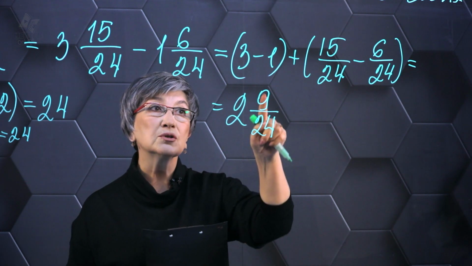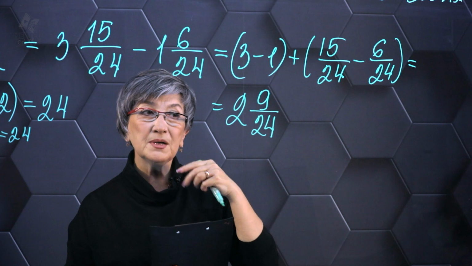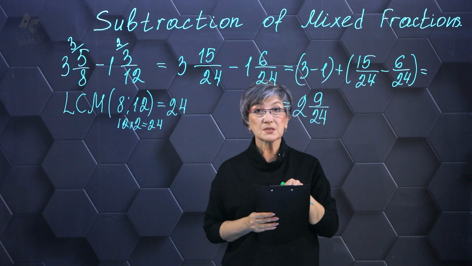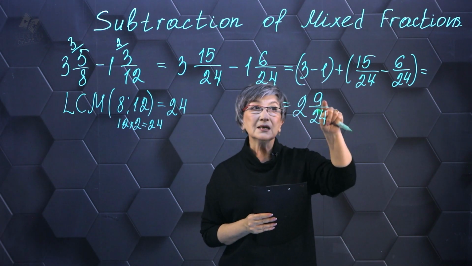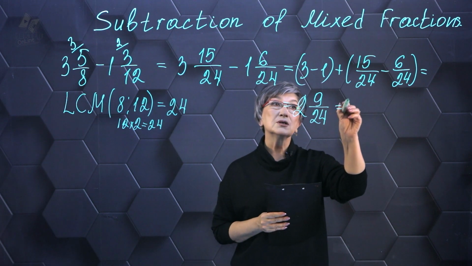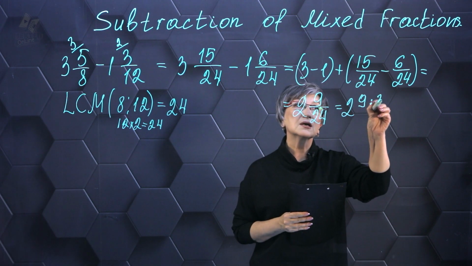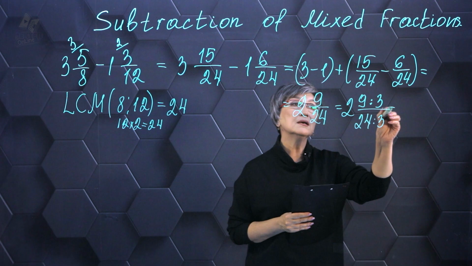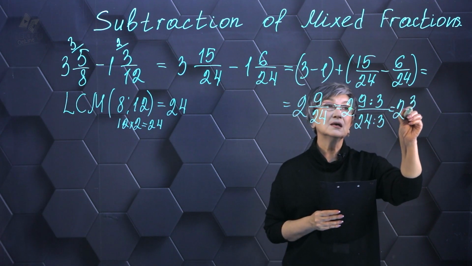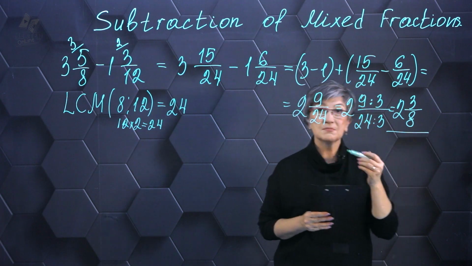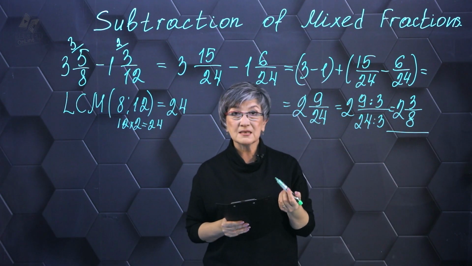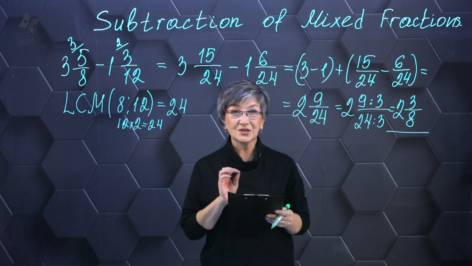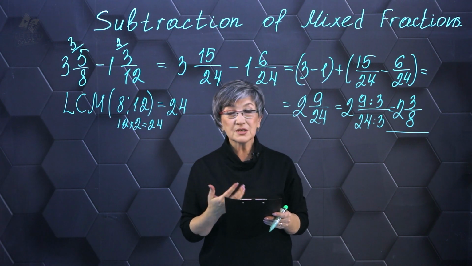But we never forget to check if we can reduce the fractional part. 9/24, yes, we can reduce. We can divide both the numerator and the denominator by 3. If I divide the numerator by 3 and the denominator by 3, we end up with 2 whole 3/8. And this mixed number is irreducible. That is, you can't simplify further. So we remembered how to subtract mixed numbers and how to bring fractional numbers to a common denominator.